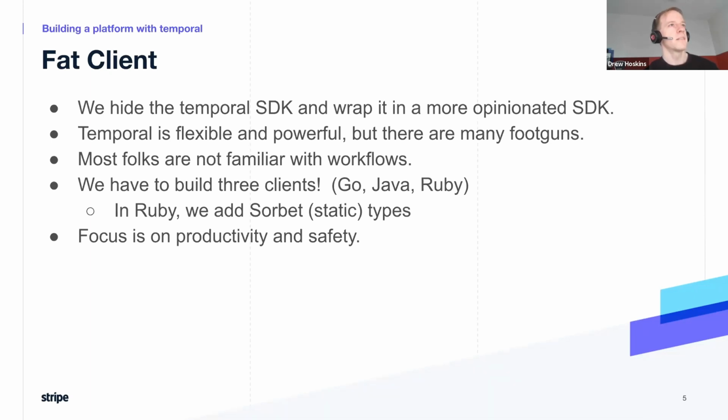So, for example, in Ruby, our client adds Sorbet types, which is basically, if you don't know what Sorbet is, TypeScript is to JavaScript as Sorbet is to Ruby, as Hack is to PHP. So we get static types, yay. By the way, if anybody on the call is using Sorbet, we'd love to connect with you. The focus of our fat client is on productivity and safety. In this talk, I'm just going to talk about some of the safety stuff that we've done.